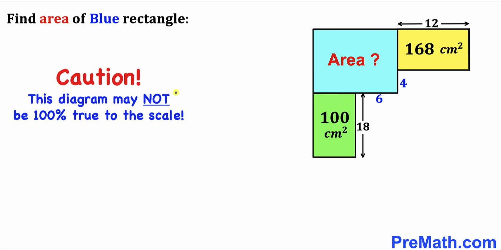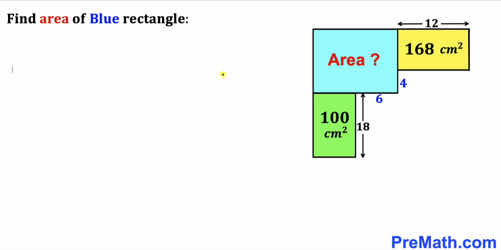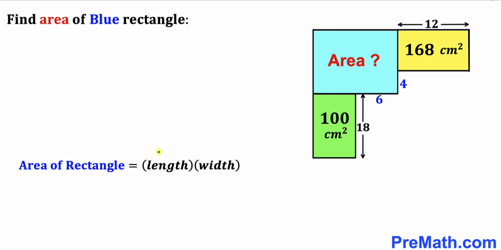Let me make it very clear that this figure may not be 100% true to the scale. Let's go ahead and get started with the solution. And since we are dealing with the area of these rectangles, let's recall the area of a rectangle formula. Area equals length times width. So therefore, I'm going to label this side length of this green rectangle as x centimeter. And we know its other side length is 18 centimeter. And likewise, let me label this side length of this yellow rectangle as y centimeter, and we know its other side length is 12 centimeter.